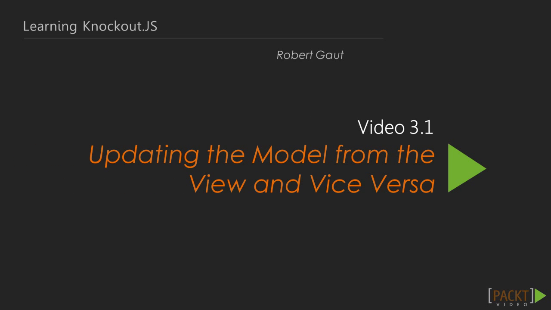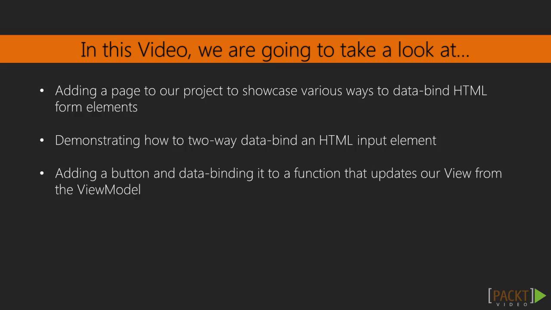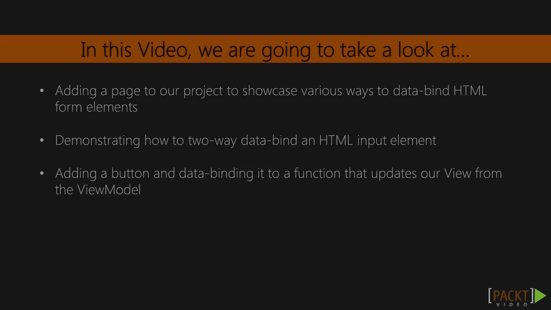In this video, we're going to dive into two-way data binding with the HTML input element. We'll data bind to a property in our view model and demonstrate what happens when we update the text in the input element. We'll also data bind an HTML button to trigger a function that will update the property so that we can see how the HTML input responds to the change.